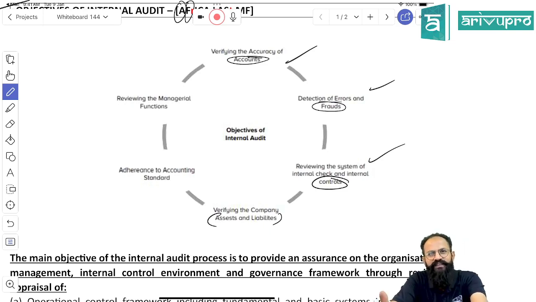On the paper, everything will be fancy. But is it there in reality? That is what you need to check. Correct? Next one, adherence to accounting standards. Have they followed everything properly or not?